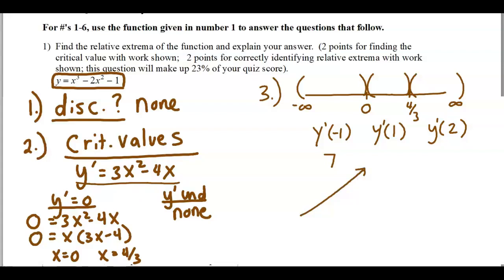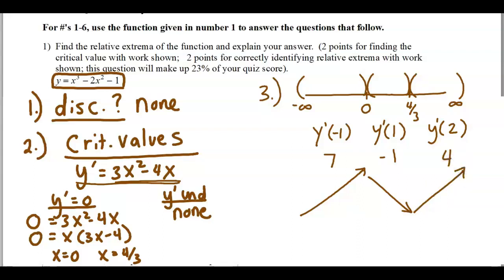y prime of 1. So I'm going to plug in a positive 1 this time. If I plug in a positive 1, I get 3 minus 4, which is negative 1. That's a negative slope. So from 0 to 4/3, we have a negative slope. And then for the last interval, from 4/3 up into infinity, I'm going to be plugging in 2. 2 squared is 4, times 3 is 12, minus 8 is 4. So I get 4, which is another positive slope.